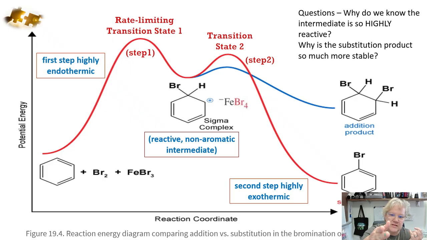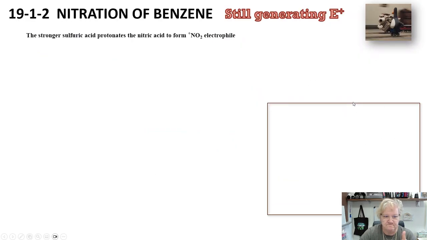Well, one, we see the energy is high, but two, we know we broke aromaticity, which is a problem. And why is the substitution product so much more stable? Again, it has to do with the aromaticity. The addition product would no longer be aromatic.